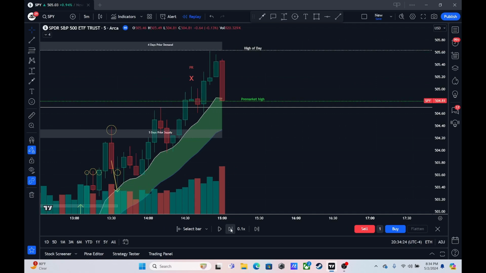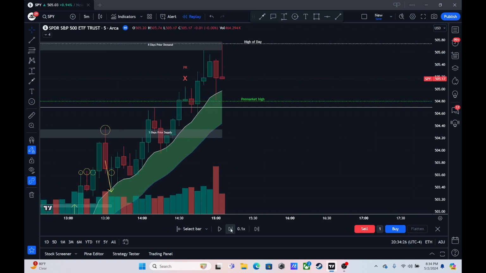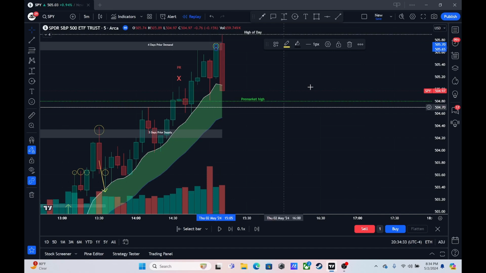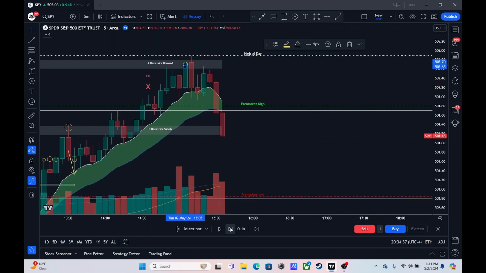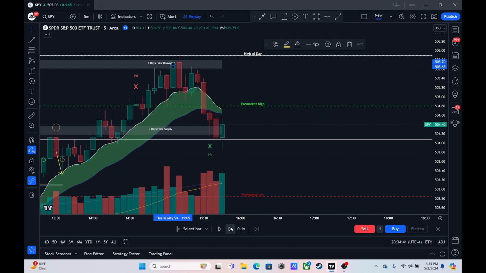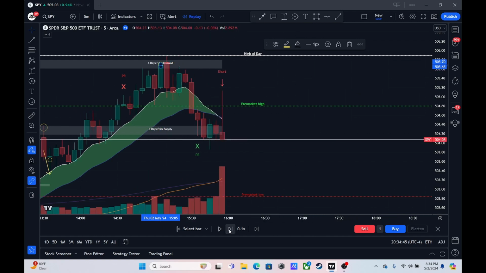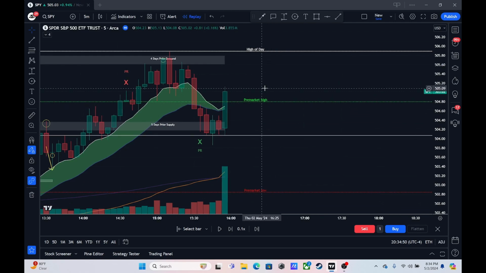All right, and then we pull back into the clouds and pre-market high, and then we end up hitting this supply zone up here. That supply zone is respected, and it's a heavy resistance. And then you'll see we end up making our way back down. All right, we got a little PR there inside demand, and then we get a push to the upside there above pre-market high. I would definitely scale out of any PR signal there.